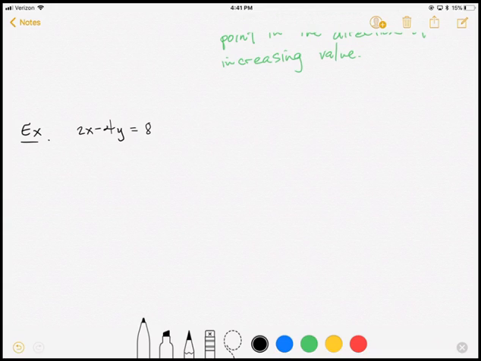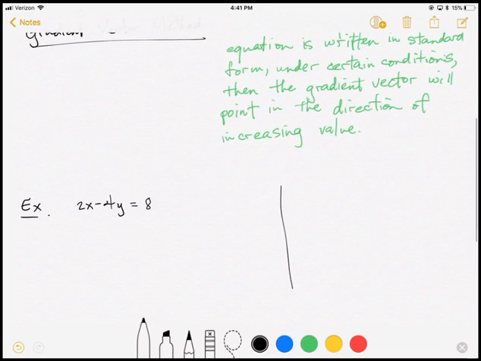Okay? Now, first thing I want to do is actually graph this so you can see visually what's going on. Here it is. So I'm going to do this by intercept. So if you do it by intercepts and you plug in 0 for x, that means that the y value is going to be -2. So I have 0, -2.